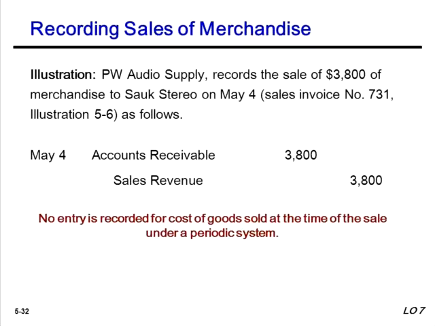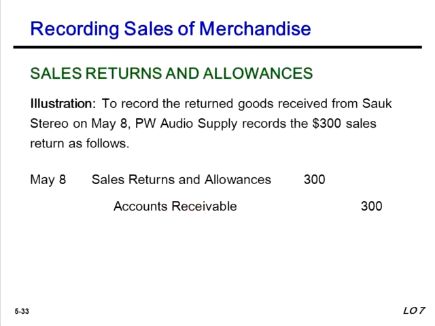Alright, now PW records the sale of $3,800 of merchandise to SOC on May 4th, and they give you the information about the sales invoice. The journal entry to record the sale: we're debiting accounts receivable and crediting revenue for $3,800. If it was a cash sale, we'd be debiting cash. Now, sales returns and allowances. In this case, SOC returned some goods to PW, and PW records the $300 sales return. So the journal entry is a debit to sales returns and allowances of $300 and a credit to accounts receivable of $300.